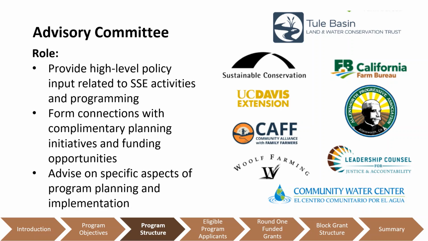Members include representatives from organizations focused on environmental conservation, working lands, disadvantaged communities, and tribes, including the Tule Basin Land and Water Conservation Trust, Sustainable Conservation, California Farm Bureau, UC Davis Extension, Community Alliance with Family Farmers, Wolf Farming, Allensworth Progressive Association, Leadership Council for Justice and Accountability, and Community Water Center.